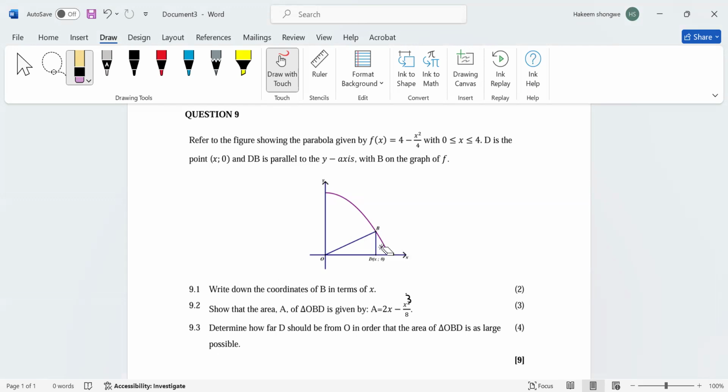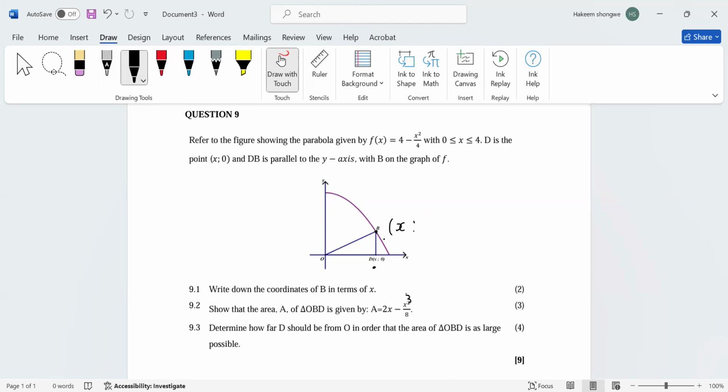Who wants to take it? I can see that you are hungry for it. Oh yeah, the coordinates are x and the equation here, f of x. I'm sure we agree to say x is the same throughout. Yes, so it means we're going to have x, which will go to f of x, which is 4 minus.